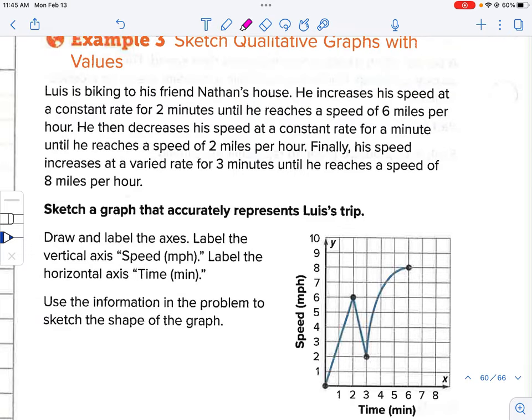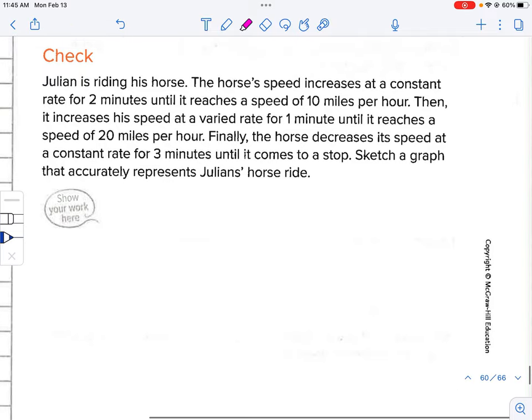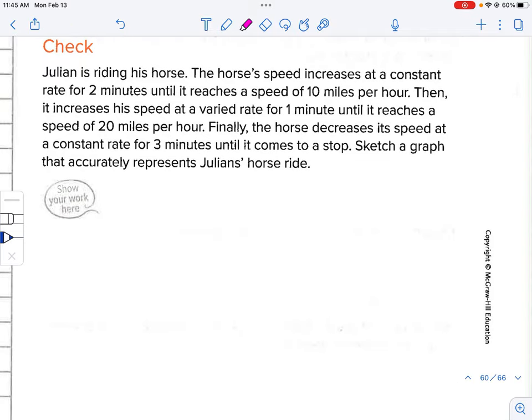So on this one, actually I want to do this one right here. Julian is riding his horse. The horse's speed increases at a constant rate for 2 minutes until the speed reaches 10 miles per hour. Then it increases at a varied rate for 1 minute until it reaches a speed of 20 miles per hour. Finally, the horse decreases its speed at a constant rate for 3 minutes.